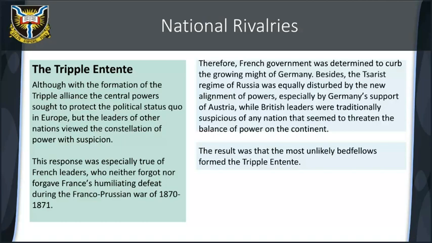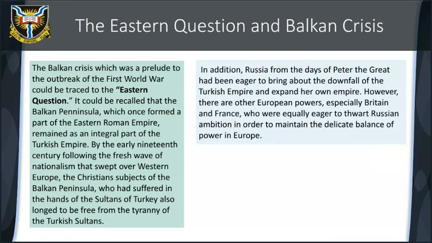Besides, the Tsarist regime of Russia was equally disturbed by the new alignment of powers, especially by Germany's support of Austria, while British leaders were traditionally suspicious of any nation that seemed to threaten the balance of power on the continent. The result was that the most unlikely bedfellows formed the Triple Entente.